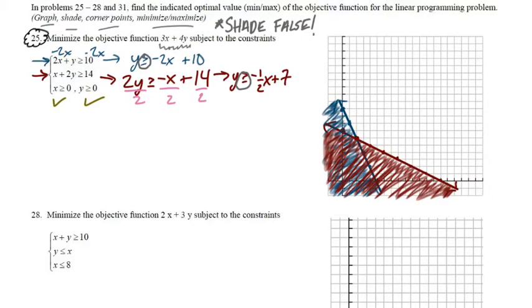So I'll put a horizontal line here for y equals 0. And then I'm going to shade below it because we're shading false. And then a vertical line here for x equals 0. And I'll shade to the left because we're shading false. Okay, so we're done graphing and shading.